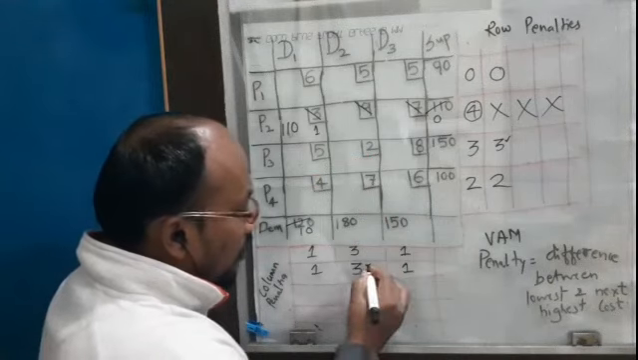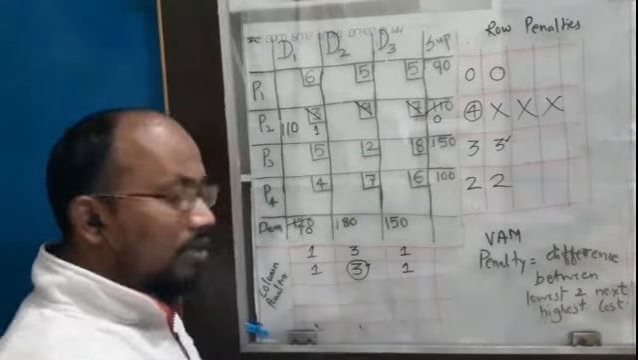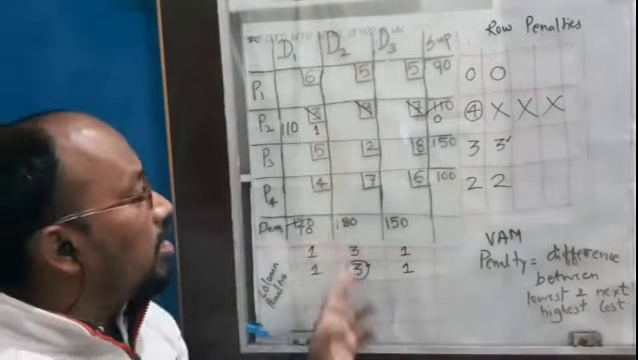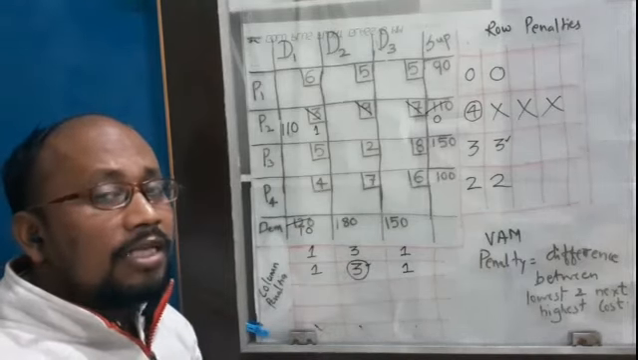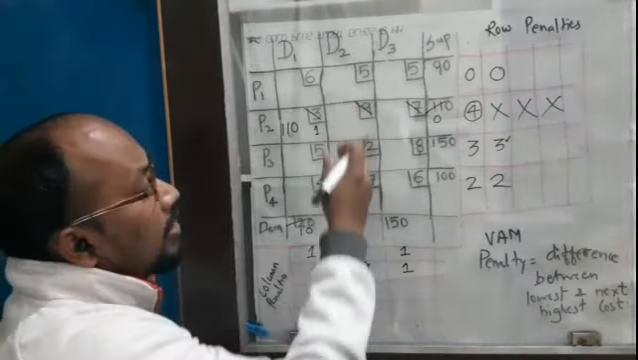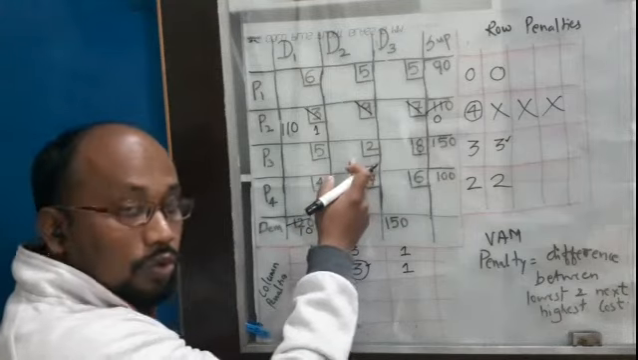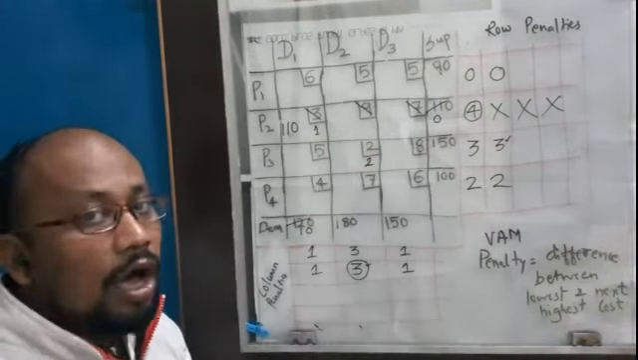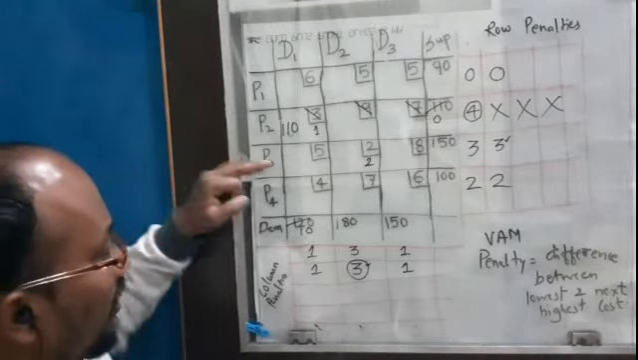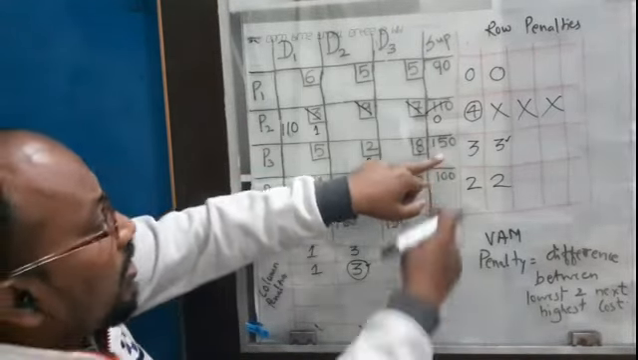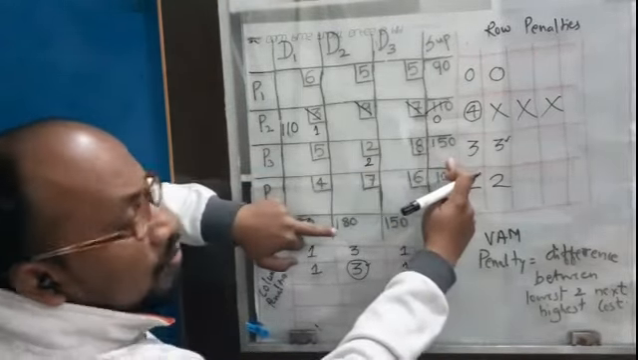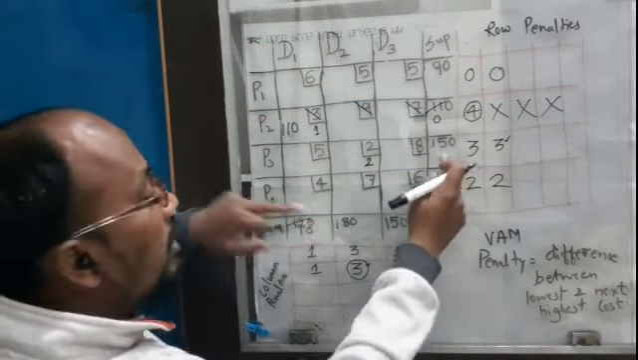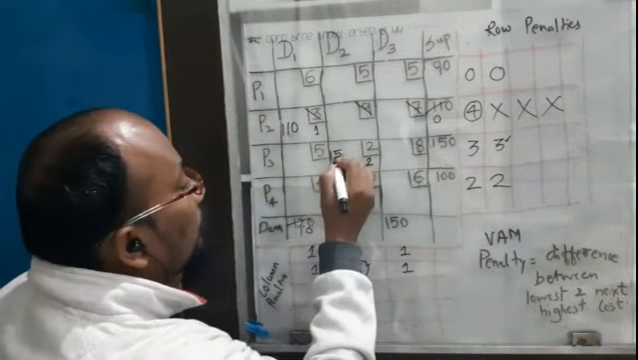So let's assume we are selecting D2 as the highest penalty column. In this highest penalty column, the lowest cost is 2. So our second allocation is here. How much will you allocate? P3 can give 150, D2 requires 180. The minimum of both is 150.